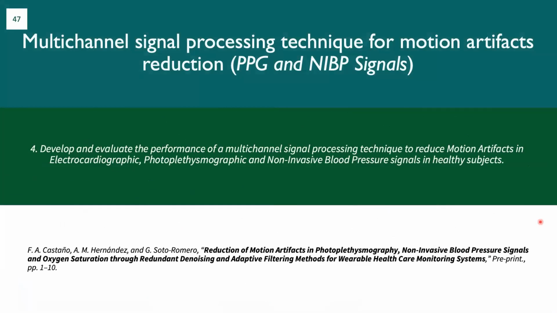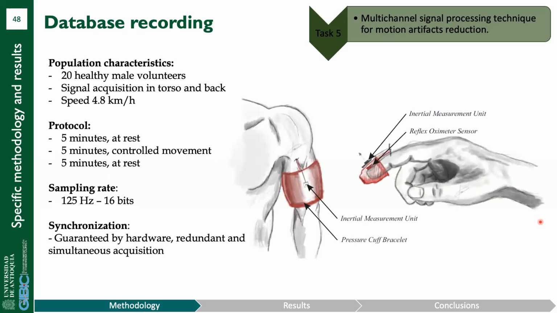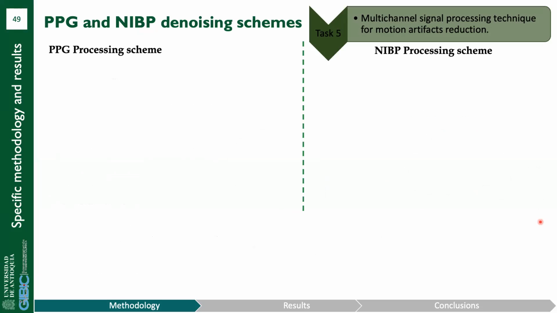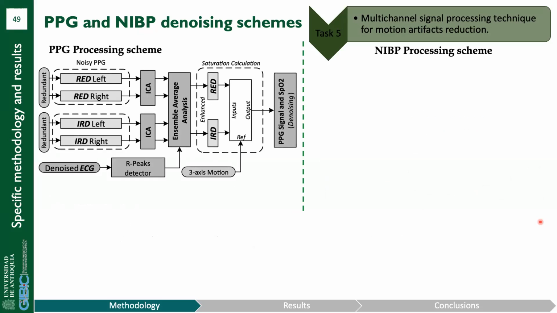Now I will present the multi-channel signal processing techniques for motion artifact reduction for photoplethysmographic and non-invasive blood pressure signals. In this part, we also have a manuscript pending publication. The database used in this part was the same database acquired for the last part, but in this case, we use the signal acquired from the non-invasive blood pressure signal or the PPG signal. The PPG scheme that we use is also related to the use of redundant measurement.